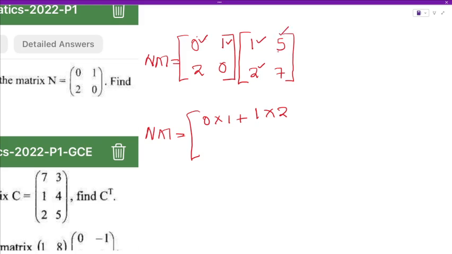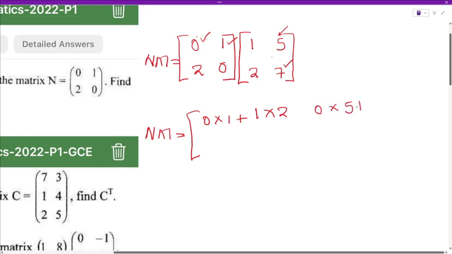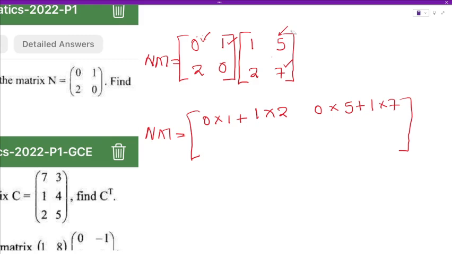Let's multiply with this other column now, this one. So we're now going to say 0 times 5, 1 times 7. So 0 times 5 plus 1 times 7. But you need to leave some space here. So it's going to be 0 times 5 plus 1 times 7, and then you can close here.